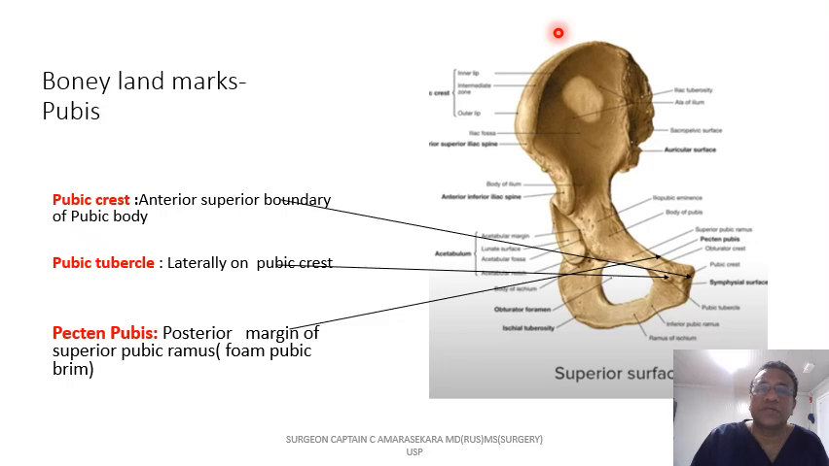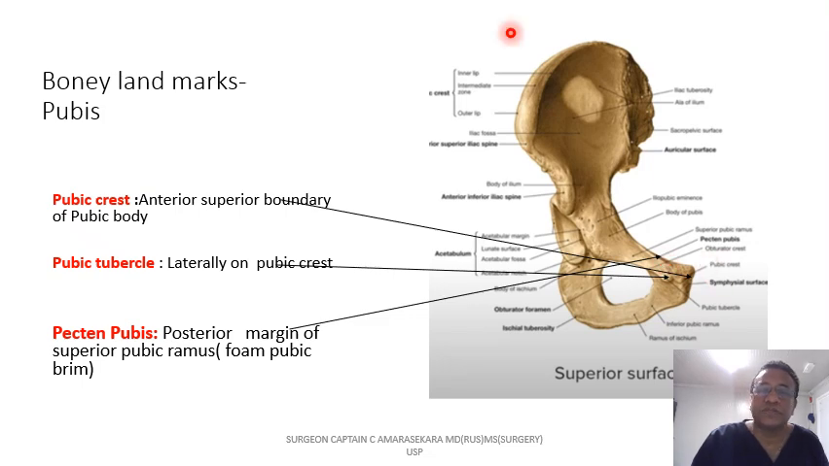the iliopectineal line, which separates the true and false pelvis. So these are the important bone landmarks in the pubis on the superior surface. One is the pubic crest. You can see this is your pubic crest. Then just lateral, the rounded projection is the pubic tubercle, and the posterior margin is the pecten pubis.